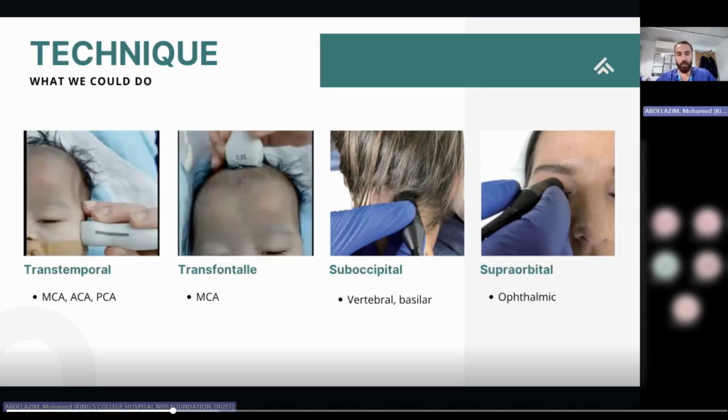Through transfontanel, we used to get Doppler results from the MCA. Through the suboccipital window, which is usually transforamen, the beam goes through the foramen magnum, and then you can scan your vertebral or basilar arteries. And with the supraorbital window, you can get results from the ophthalmic artery.